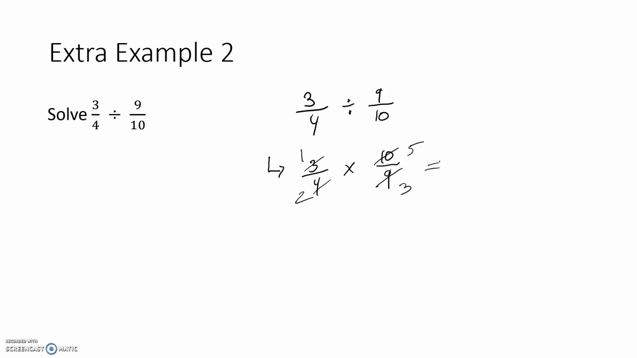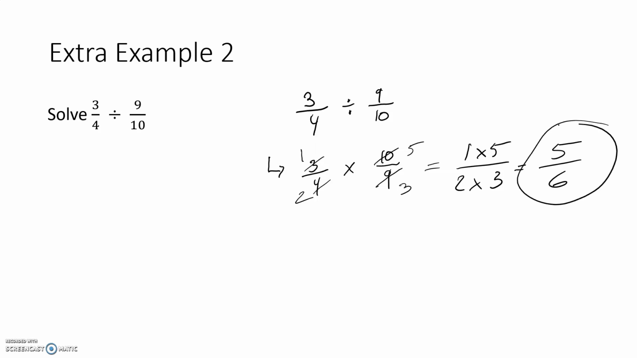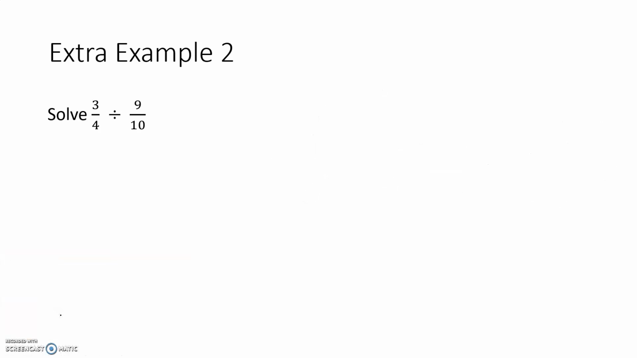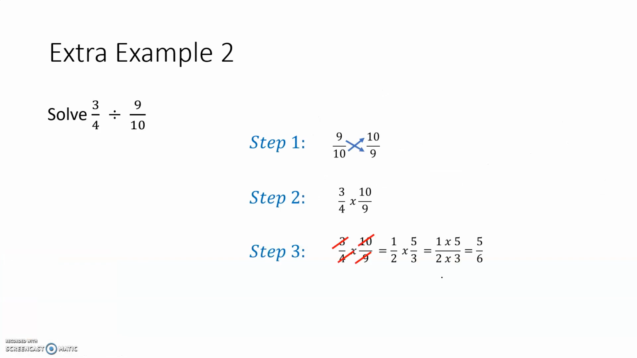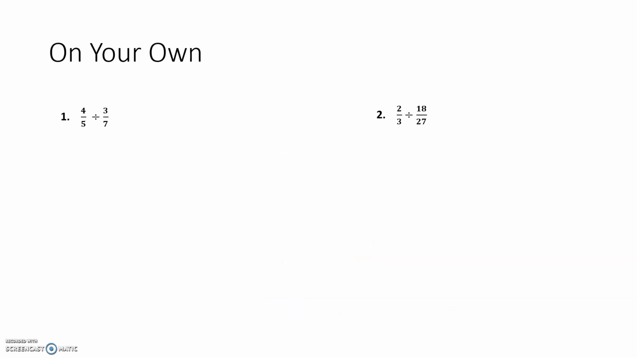And if I multiply, that would give me 1 times 5 over 2 times 3, which equals 5/6. And that is actually already simplified. Okay, so that is my answer. All right, go ahead and try the two on your own.